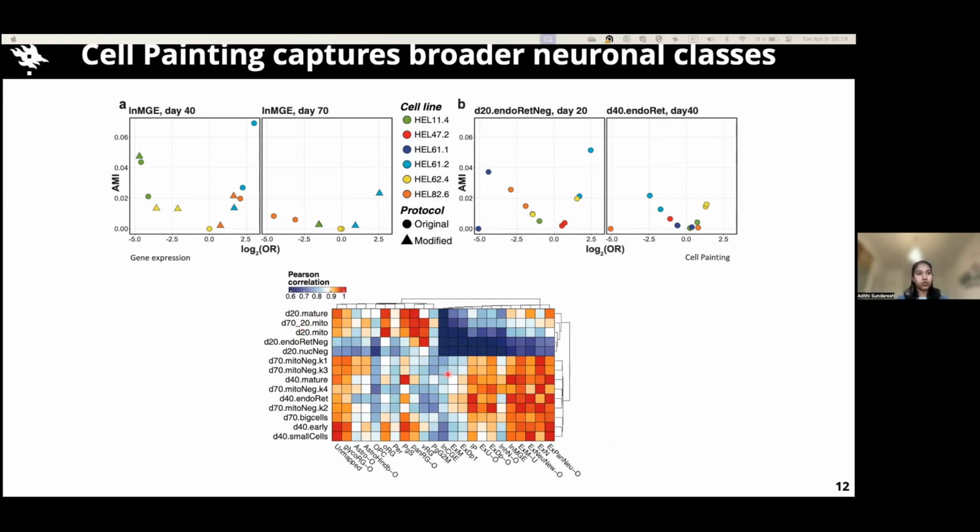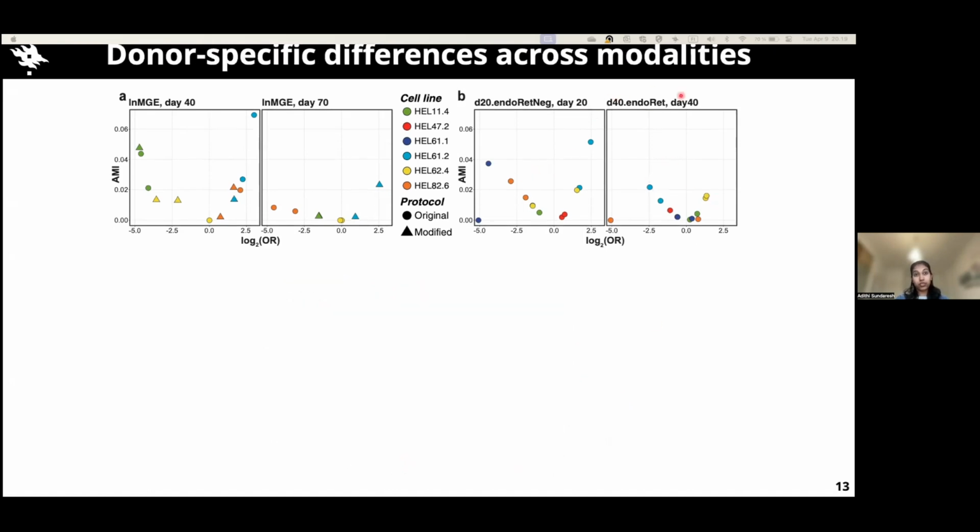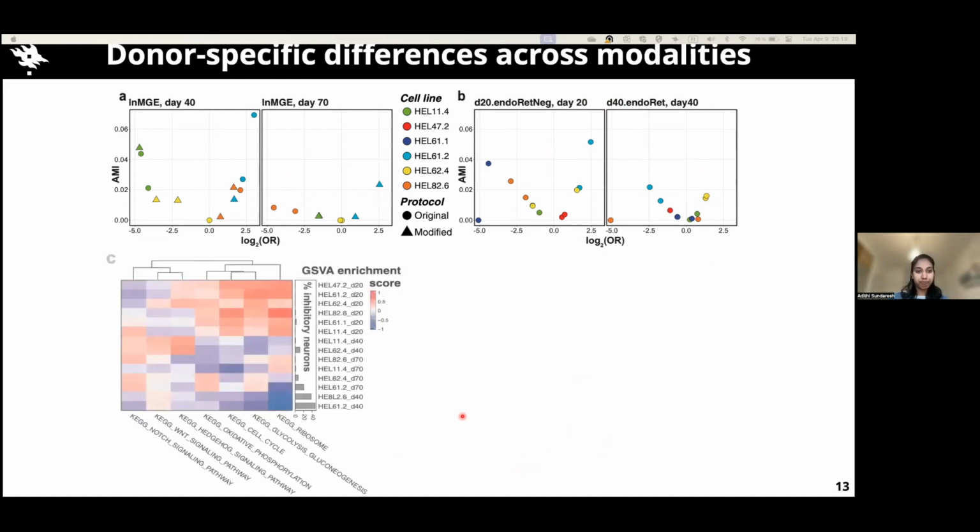And what I mean by that is you see this kind of broad clustering of the day 20 clusters from cell painting with more progenitor cell types, and then the day 40 and 70 with more neuronal cell types, but not a lot of resolution beyond that. So then to answer whether this is capturing a similar phenotype as what we saw from the single-cell RNA sequencing assay, we had to get a bit more creative. And we went back to the gene expression data, since this is more easily interpretable.